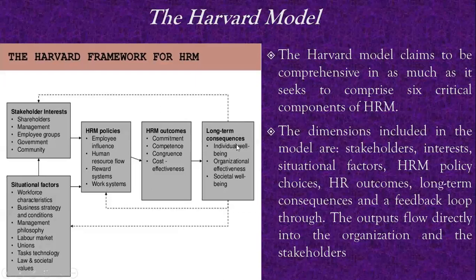Okay. So what are the long-term consequences? We need to make sure that individual well-being and welfare are kept at high levels in the company. Organizational effectiveness is something that we see as an outcome. If you see, the same organizational effectiveness was the final outcome in the previous model.